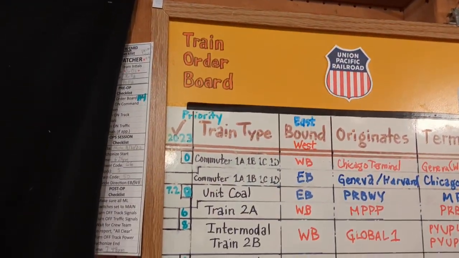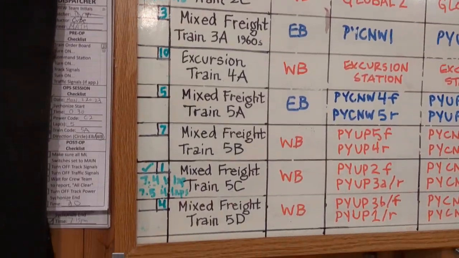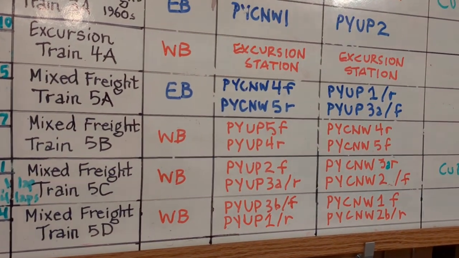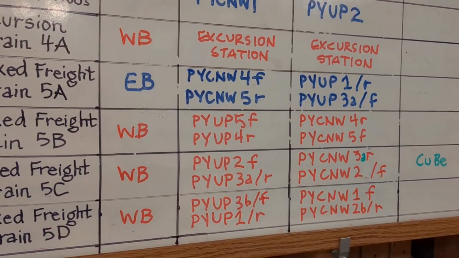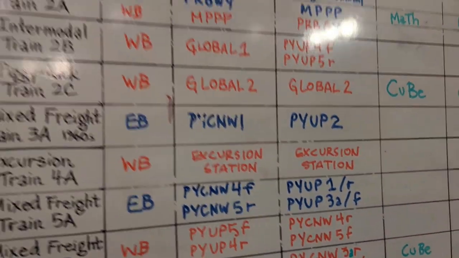This is where I put the priority trains together by number, based on what yard tracks they take up at either the UP that you see in red or the Chicago Northwestern that you see in blue.